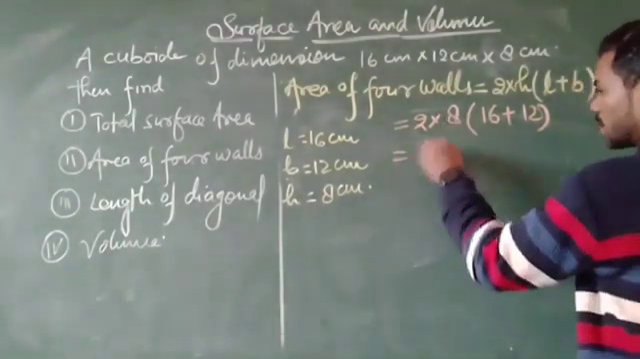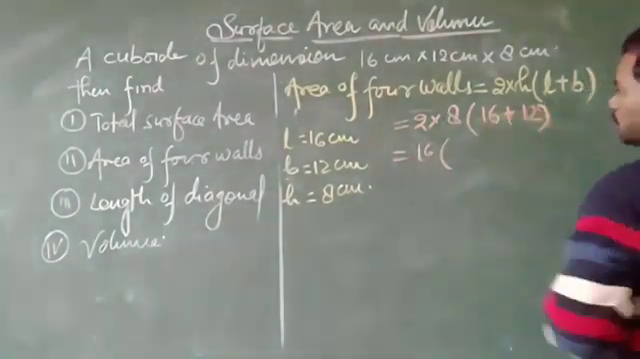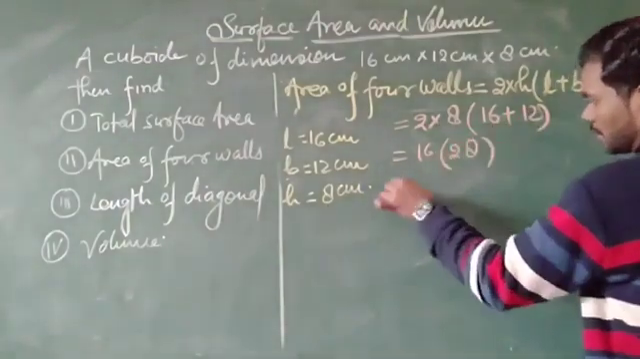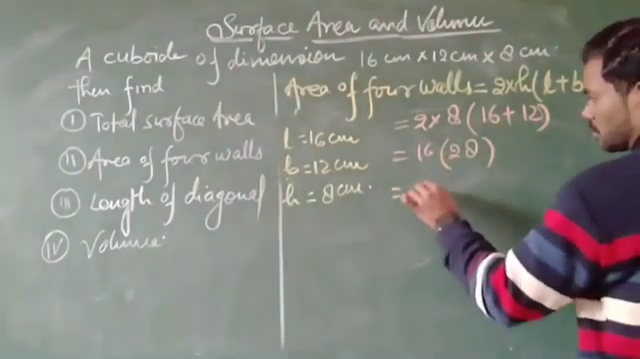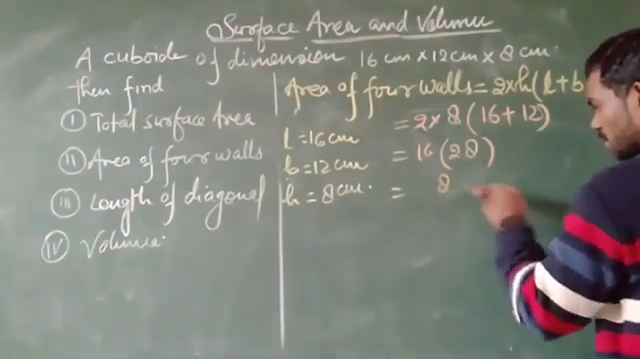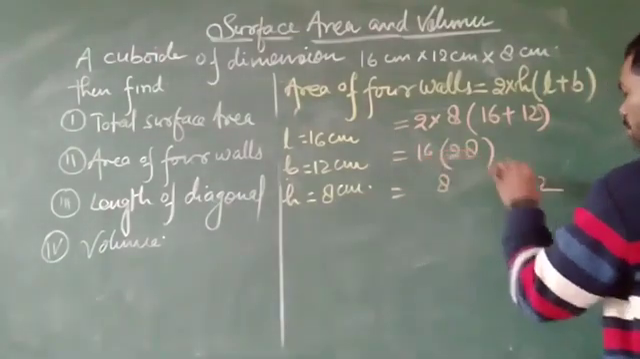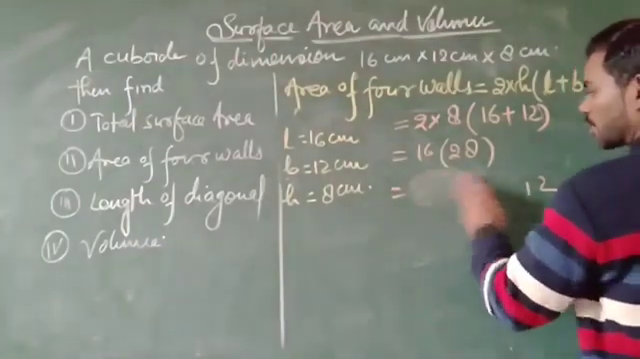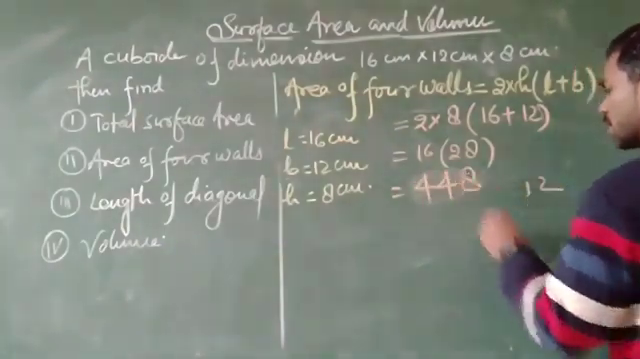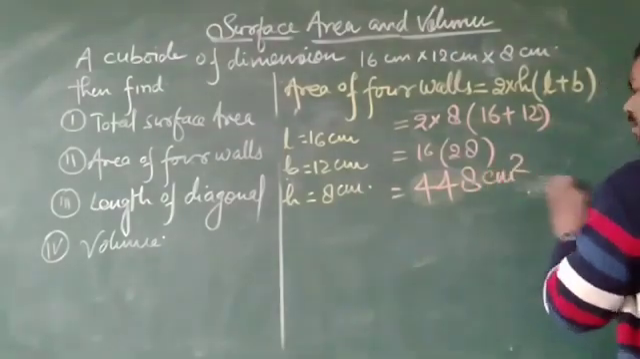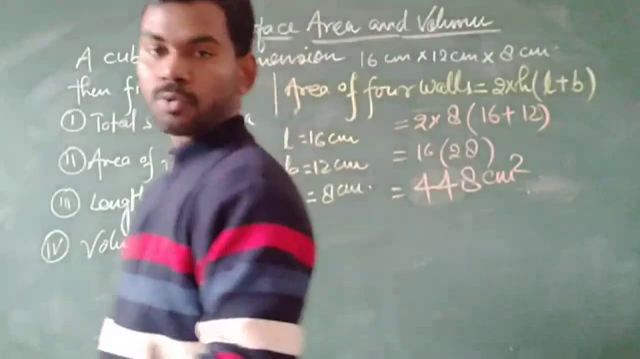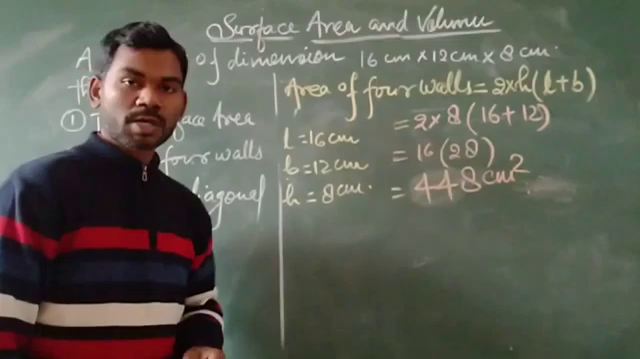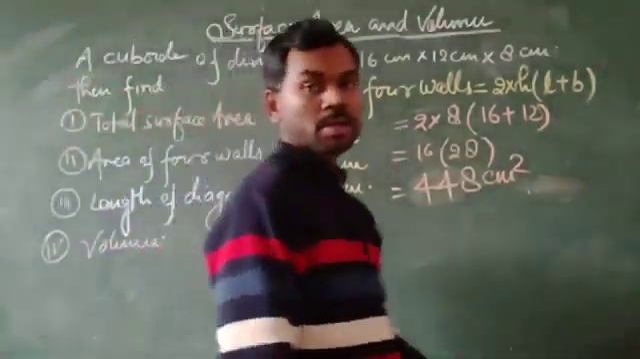Now multiply 2 into 8, that is 16, and 16 and 12 make 28. Now multiply 28 by 16. So 16 8s are 128, carry 12. 16 2s are 32, 32 and 12 is 44. So 448 centimeter square is the area of 4 walls. So the area of 4 walls is given like this. I hope it is clear. Now let us see the third part.